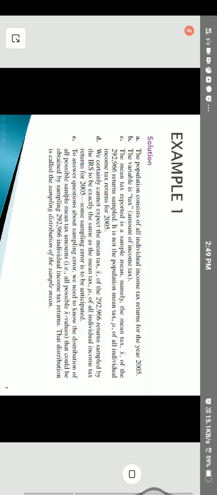So to answer questions about sampling error, we need to know the distribution of all possible sample means that could be obtained by sampling 290,000 individual income tax returns. That distribution is called the sampling distribution of the sample mean. So regarding sampling error, I want to highlight here that when we do sampling, we have to accept that we will have some sampling error. Maybe you will make some mistakes in your sampling. That is what sampling error means.